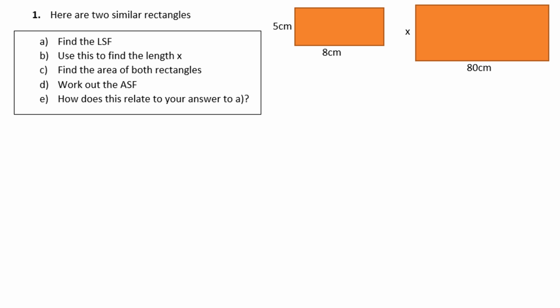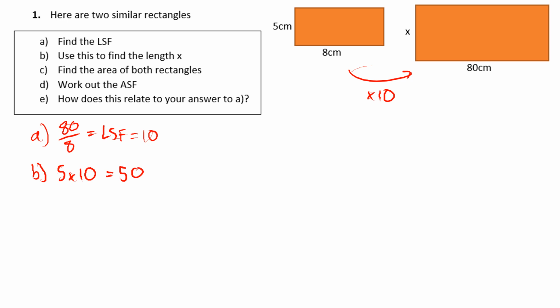The first question says that we need to find the LSF, and that's straightforward enough to do. We just need to do the big side, which is 80, divided by the small side, which is 8, and we can get the LSF equals 10. We are multiplying by 10 to go in this direction. It says we need to then use this to find the length x, and so x is simply going to be 5 times 10, which is 50. So we can fill that in on the diagram.